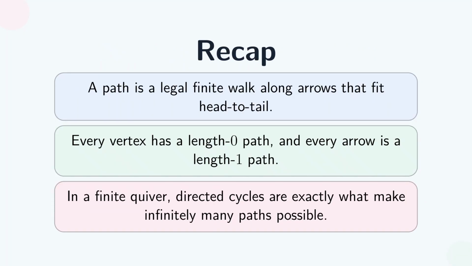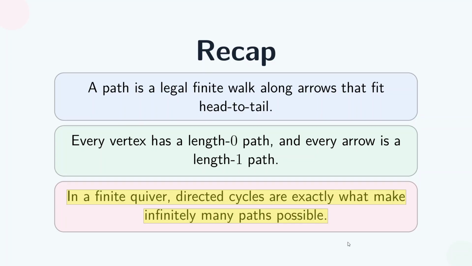Let us finish by gathering the whole story into one clear picture. A path is a legal finite walk along arrows that fit head to tail. Every vertex has a path of length 0. Every arrow is a path of length 1. Longer paths are built by placing arrows in an order where each one begins where the previous one ends. And in a finite quiver, directed cycles are exactly what make infinitely many paths possible.